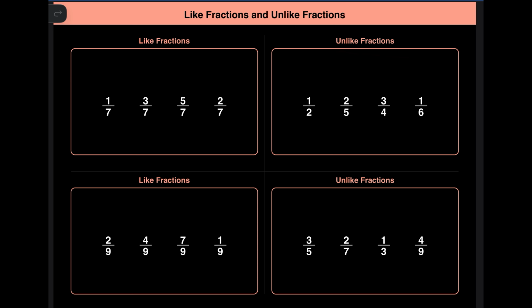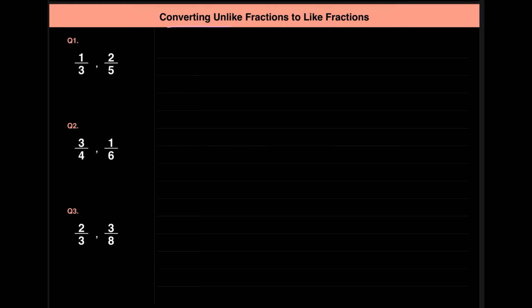And in unlike fractions, the denominators will be different. The numerators have got nothing to do with deciding whether the fractions are like fractions or unlike fractions. Keep that in mind. Let us see how to go about it. The very first thing I'm going to do is bring the given fractions over here: 1 upon 3 and 2 upon 5.